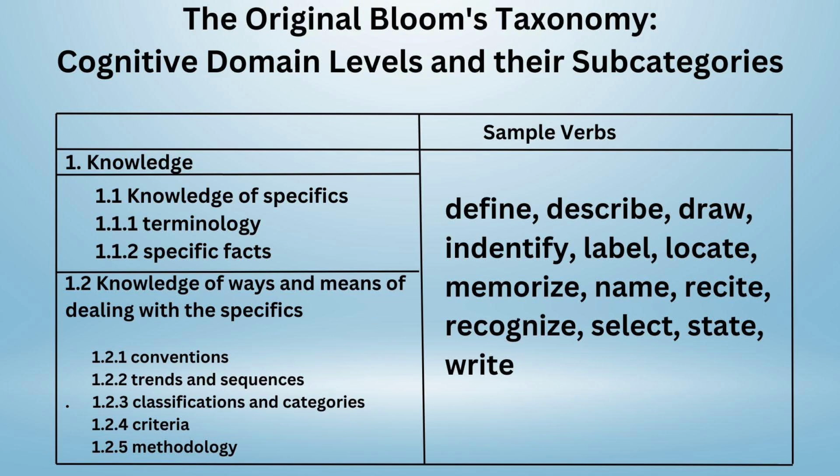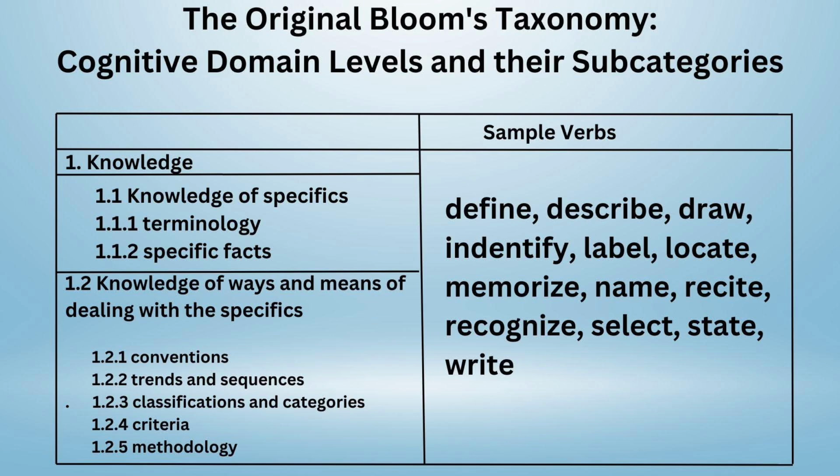Within knowledge, there are 2 subcategories. So, what are they? First, the knowledge of specifics. When we say knowledge of specifics, this refers to the knowledge of specific details, facts, and terminology. And also, it has 2 subcategories. What are they? So, the first category of the knowledge of specifics is the terminology. When we say terminology, it is the knowledge of technical terms and word meanings. Second is the specific facts. So, specific facts means it is a knowledge of specific facts, events, and data.